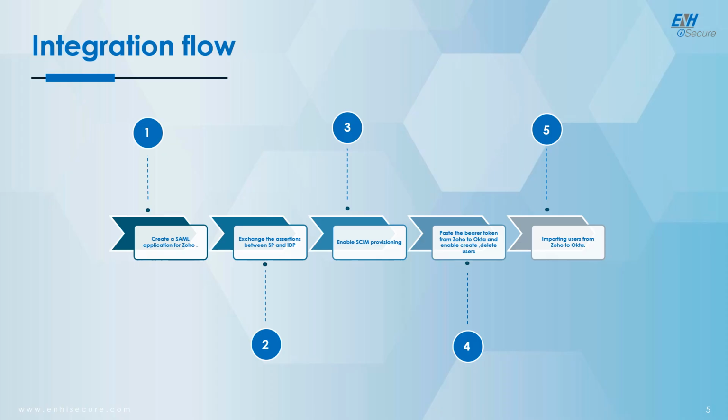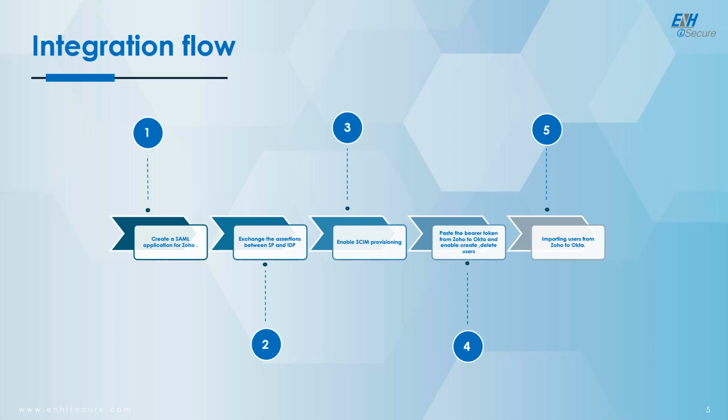Step 2. Exchanging assertions between service provider and identity provider. Now let us say an employee wants to access Zoho People Plus. Zoho sends a request to Okta saying, "Hey, can you confirm who the person is?" Okta then checks the employee's identity and sends back a SAML assertion, which is like a verified ID card confirming that the employee is who they claim to be. This assertion contains important information about the employee like their name and role.